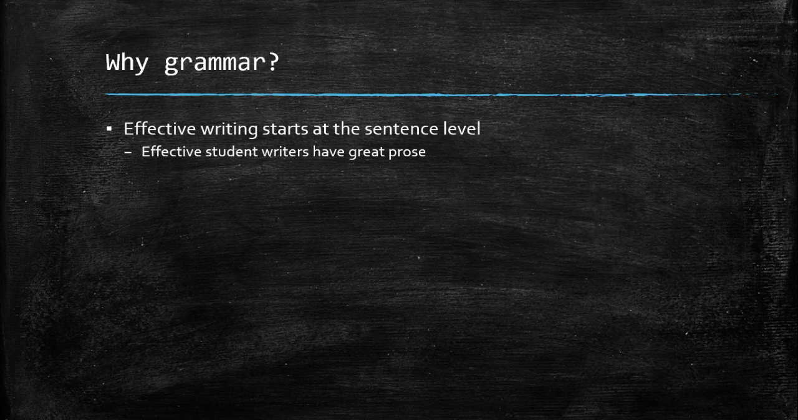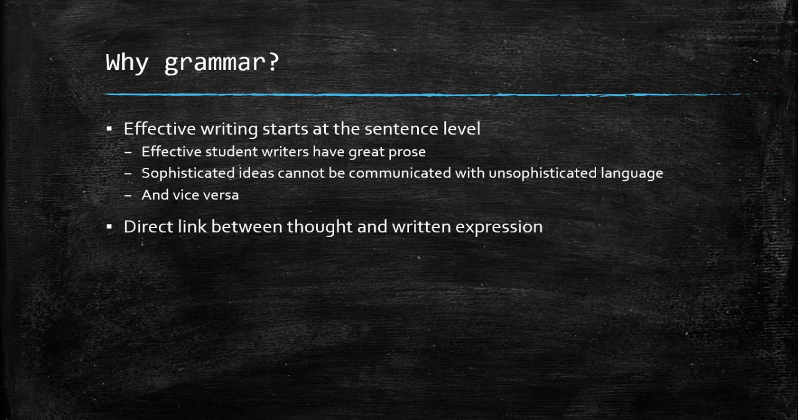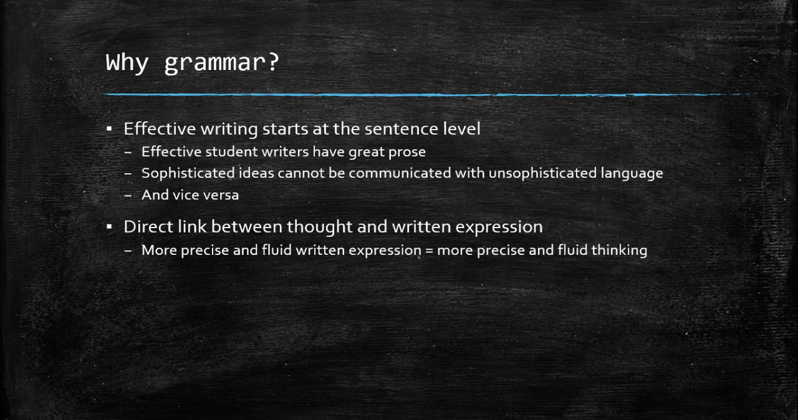Effective student writers, they have great prose. I have never read a student's writing that could communicate profound ideas, but that student couldn't write great sentences. And this is because sophisticated ideas cannot be communicated with unsophisticated language. It's just not possible. And vice versa. You cannot use sophisticated language to communicate unsophisticated ideas, or at least you can't accidentally do that. There is a direct link between thought and written expression. The more precise and fluid your written expression is, the more precise and fluid is your thinking.